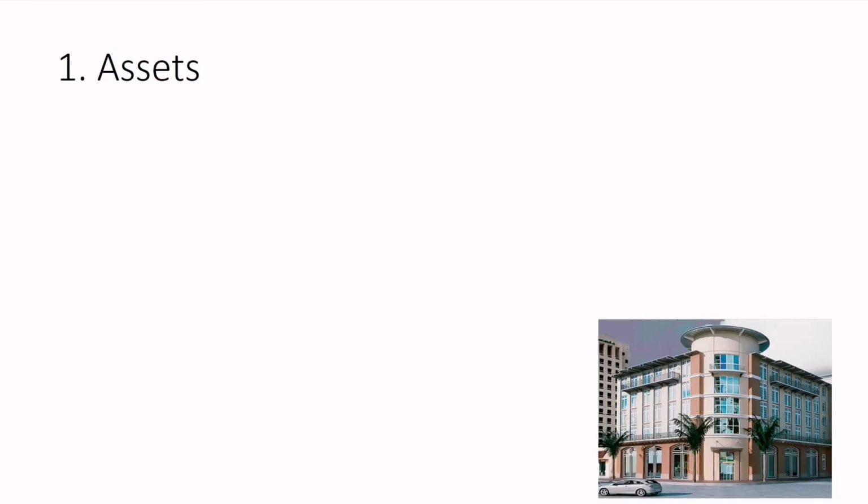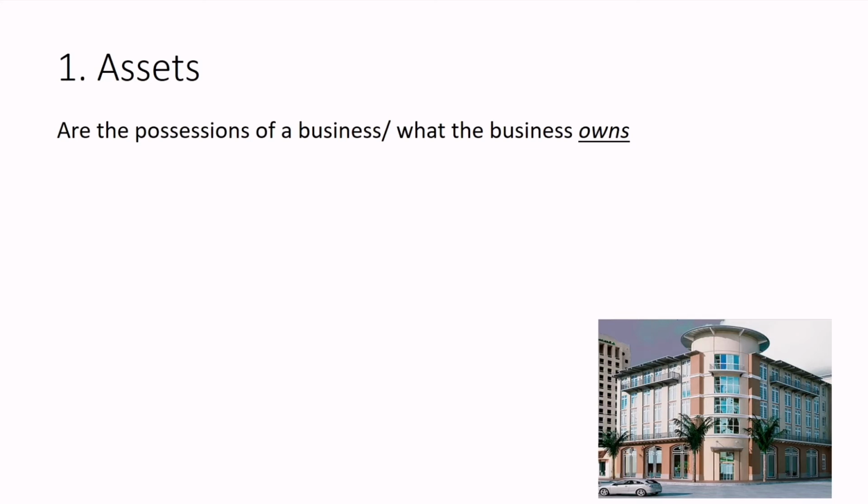Please note that we are not going to get too technical in our definitions. So in the simplest form, assets can be described as the possession of a business, or what the business owns, what belongs to the business. For example, if you have a phone or if you have a laptop, those are your assets. So what belongs to the company is classified as an asset.